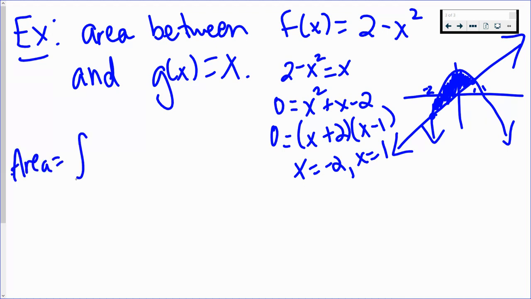Okay, so let's set up our integral. The area is going to be the integral from -2 to 1. Those are our bounds that we just found. And we want to take the upper function minus the lower function. Okay, we've already graphed this out. We know what it looks like. But let's say that we weren't quite sure what the graph looked like.